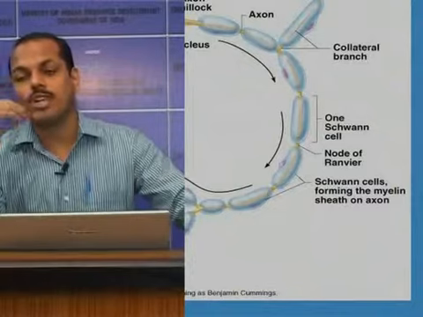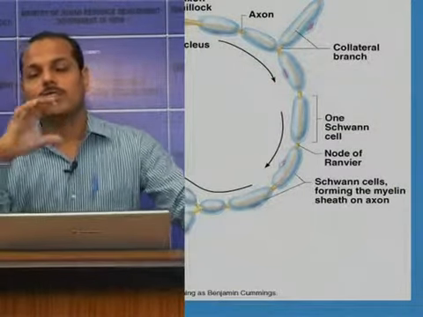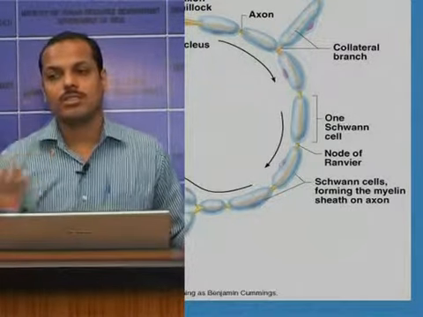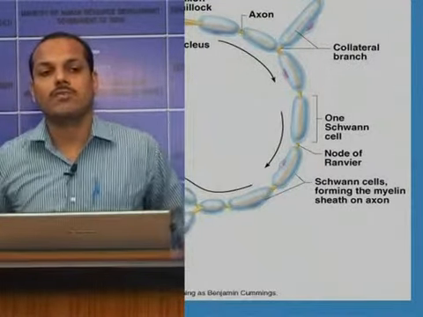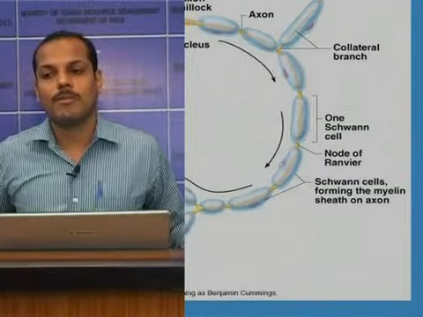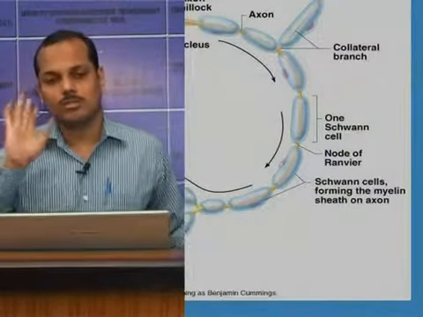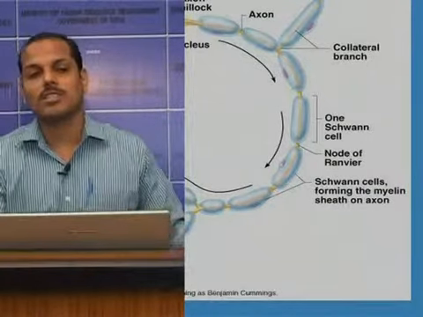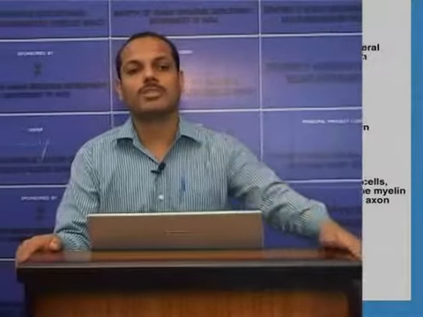What is the main importance of the myelin sheath? It makes the action potential so fast, so that the impulses will be passed very fast. So, the importance of the myelin sheath is the fast propagation of the action potential.